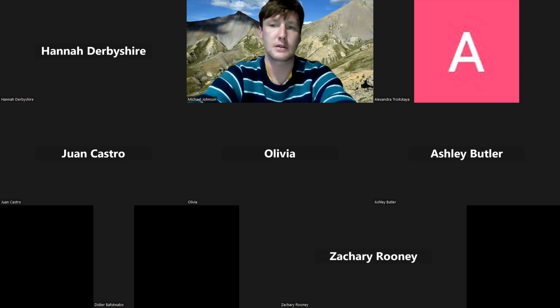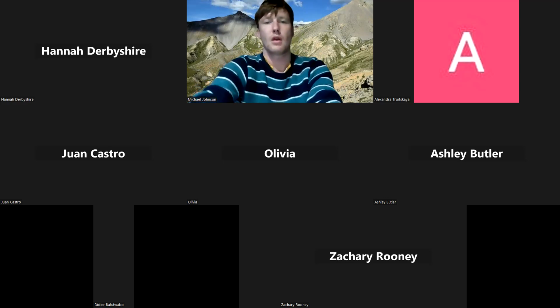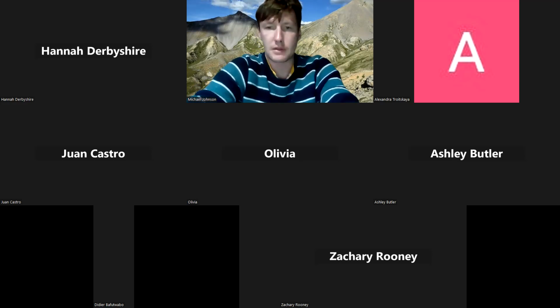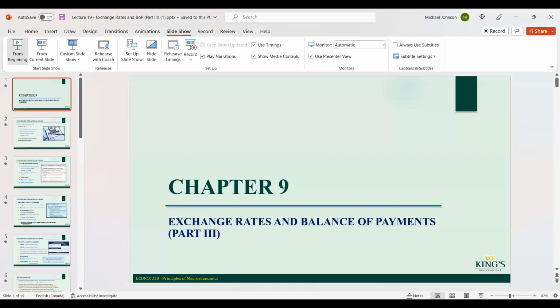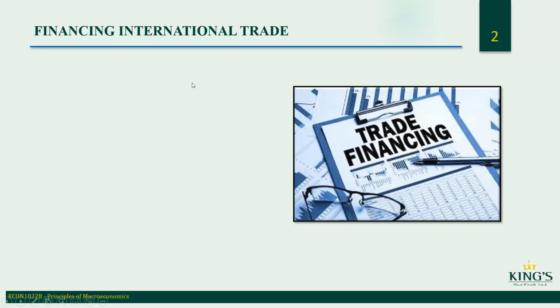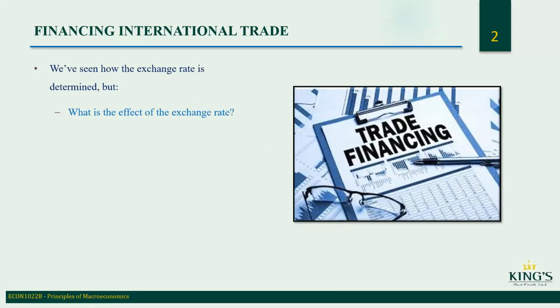So let's get started on exchange rates and balance of payments. Financing international trade. We've seen how the exchange rate is determined, but what is the effect of the exchange rate? I know we've gone through it in previous classes. What does the exchange rate do to trade?